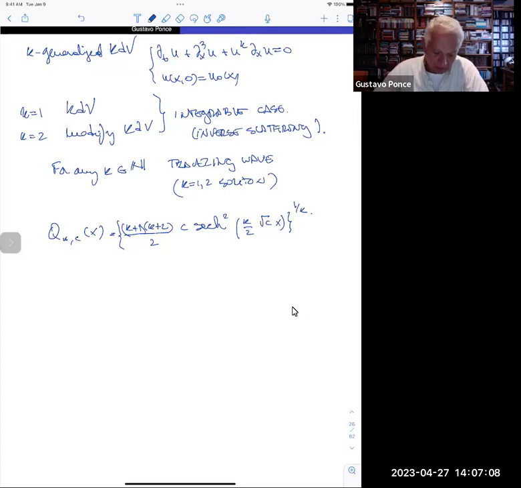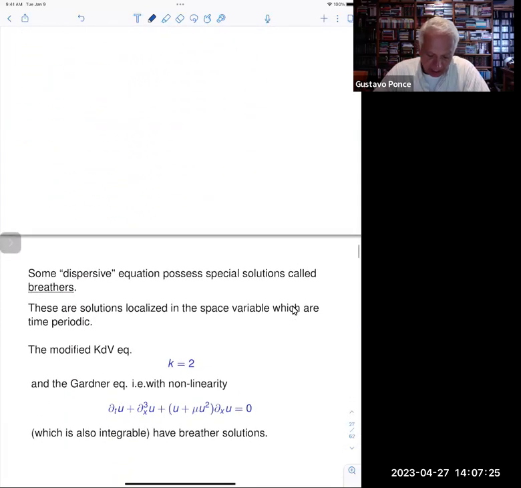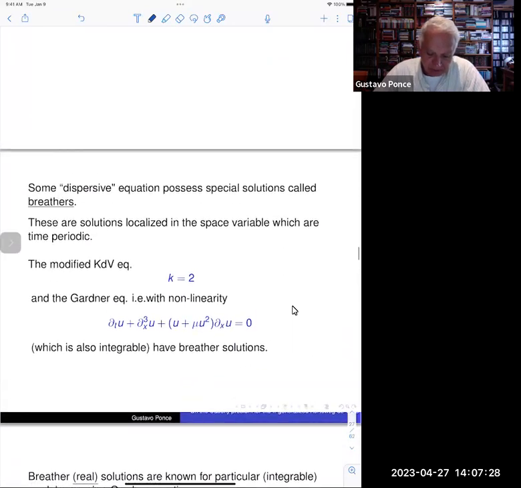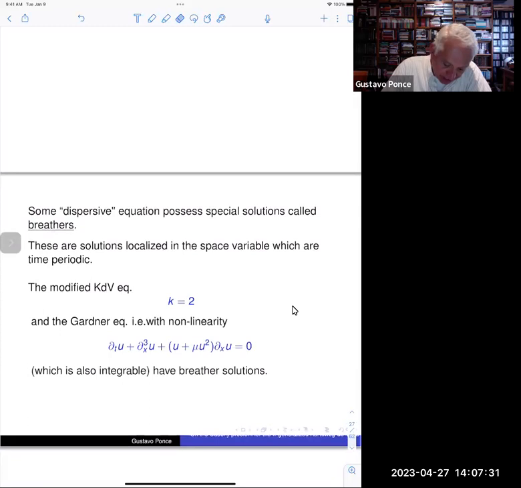Then we saw that these interact elastically, and we studied the stability, but we want to study a different kind of solutions. There are some dispersive equations that possess solutions called breathers. And breathers are, let's make this definition, solutions that are localized in space. That means that they decay very fast at infinity, and they are periodic in time.